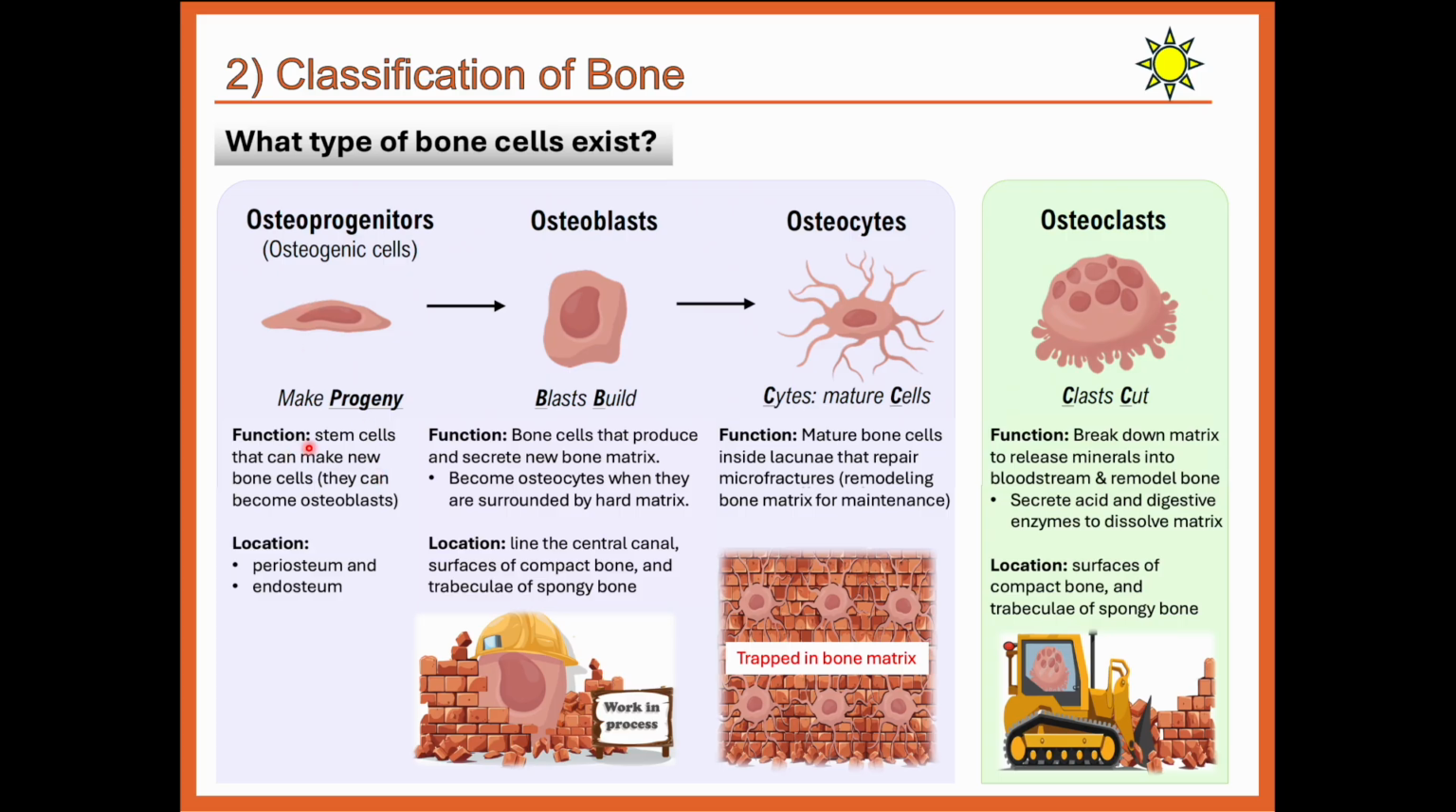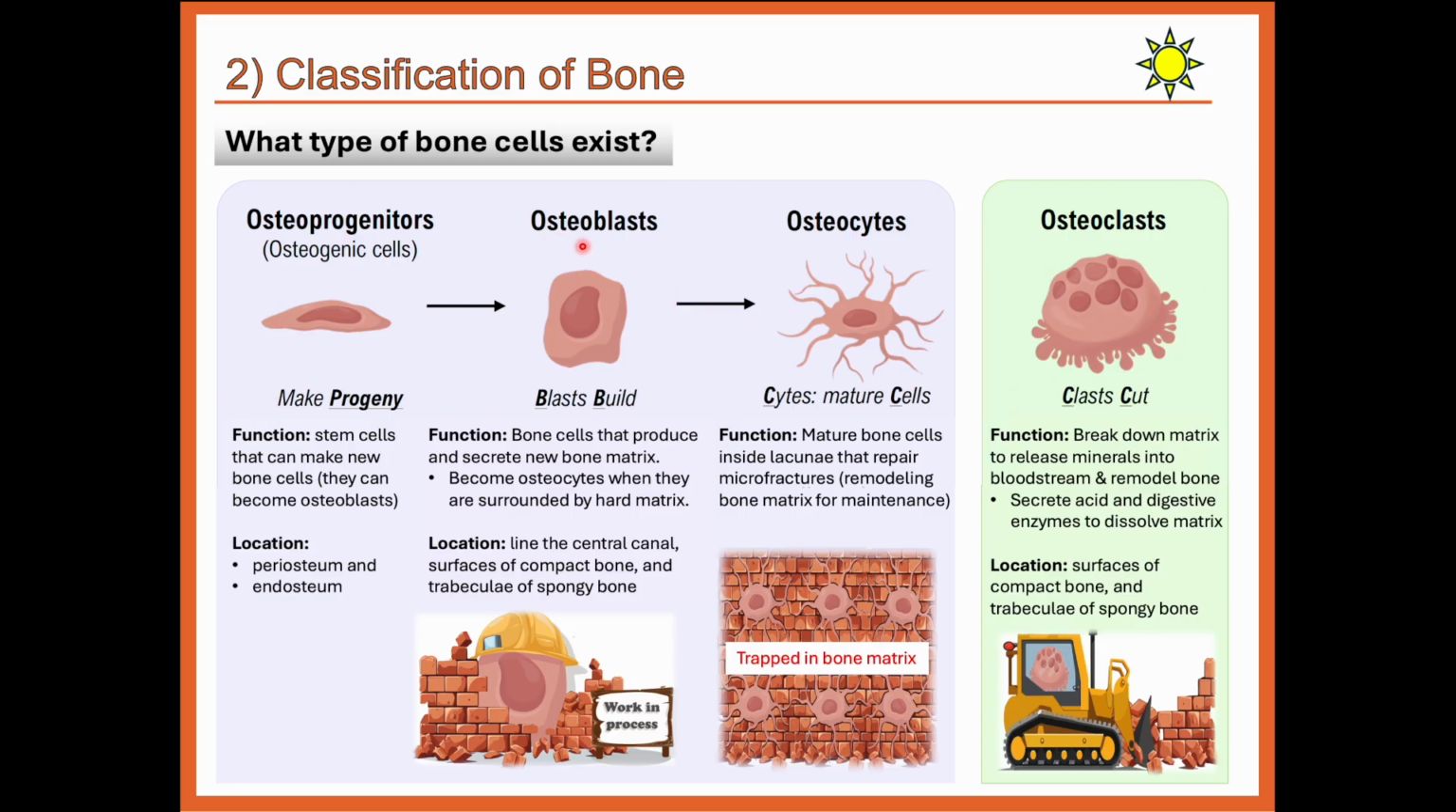So the function of these, they're stem cells. They can make new bone cells and they can become osteoblasts. We'll see that they could become these guys eventually. Where are they located? We find them in the periosteum and endosteum. They will make baby cells, progeny, right?